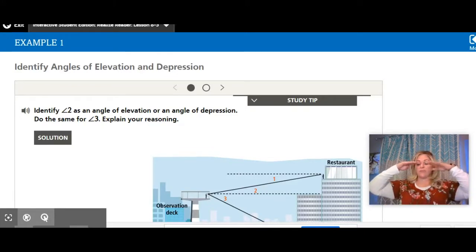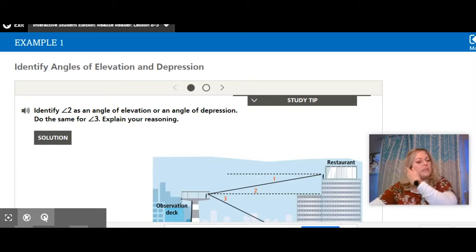So this is what I want you to imagine. If I had my eyesight right here, my line of sight comes directly out parallel to the ground, and it's perpendicular to my body, so it's straight out. If I were to look up from my line of sight, that's an angle of elevation because I'm looking upward. But if I were to look downward, that's an angle of depression going downward.